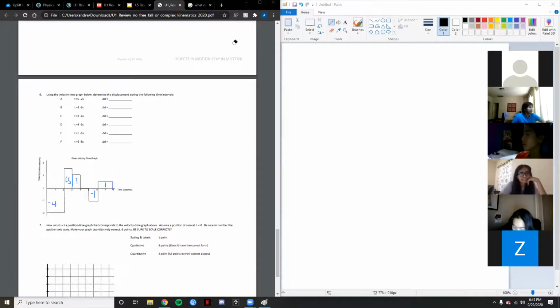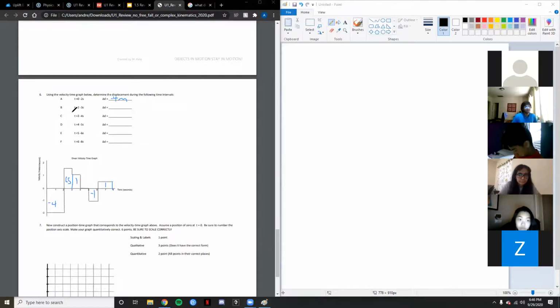Now we can answer the question. It's asking the displacement from 0 to 2 seconds. So the displacement is -4 meters. Would that be right, MG? Would that be the correct answer? For part A, yeah, part A would be -4 meters. All right, so I'm doing this correctly.